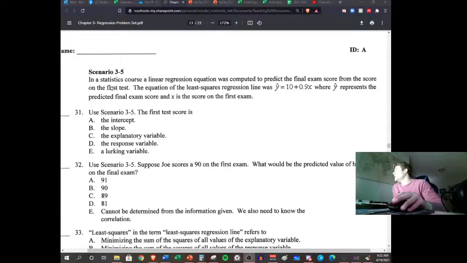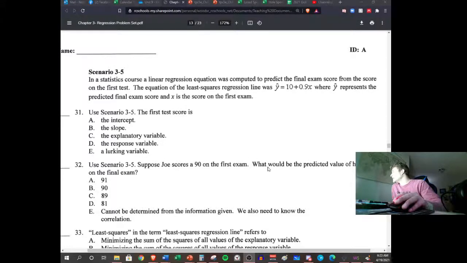Let's go down here. In a statistics course, a linear regression equation is computed to predict the final exam score from the score on the first test. The equation of the least squares regression line is y hat = 10 + 0.9x, where y hat represents the predicted final exam score and x is the score on the first exam. So the first test score is, what is that? This is just going back. This is not the intercept or the slope, right? It's neither of these, so you may be thinking, oh, that's what that is. But we're saying x is the score on the first exam. So x is our explanatory variable.